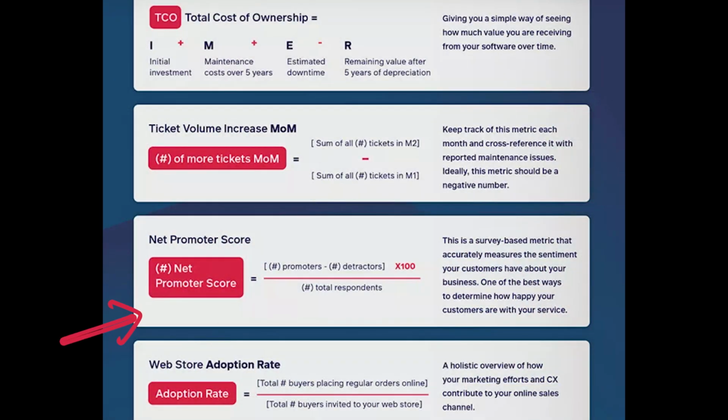So the net promoter score is always a good thing to do, so that you measure how good your experience is, right? Do an NPS survey. I think we can talk about it more in a later stage.